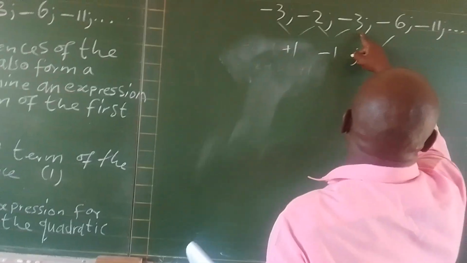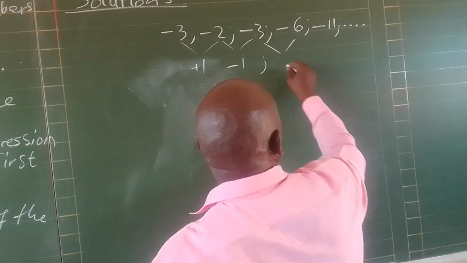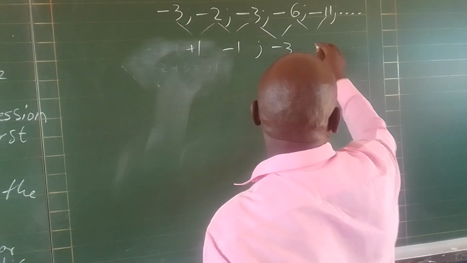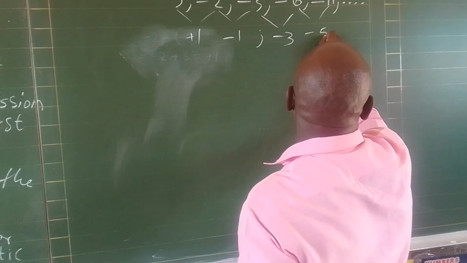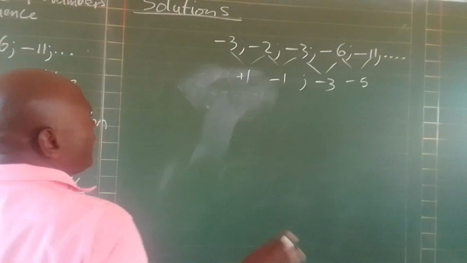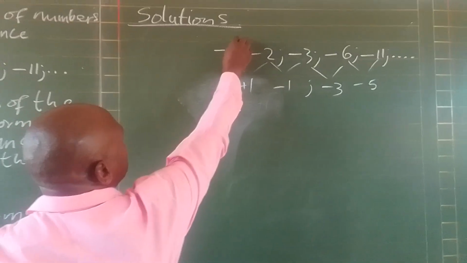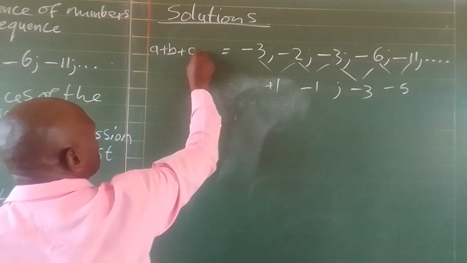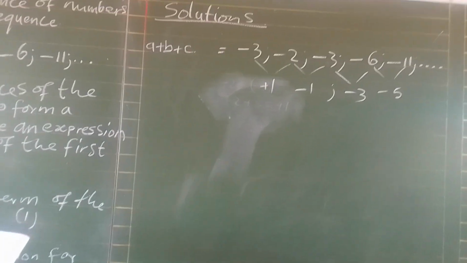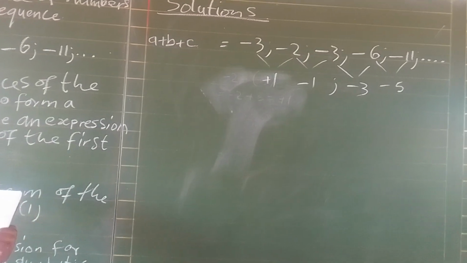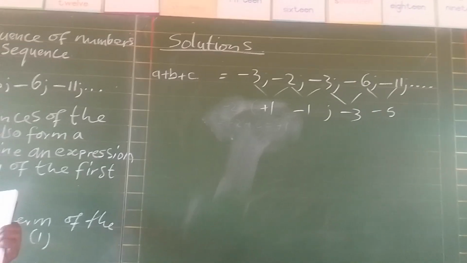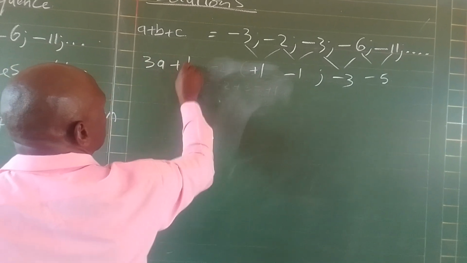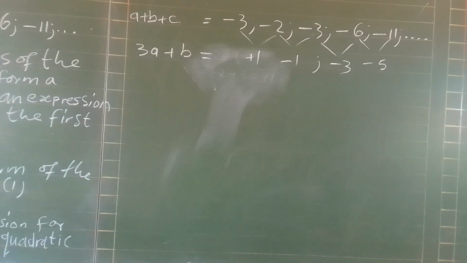Here it's -6 plus 3, which is -3. Here is -11 plus 6, which is -5, and so on. Before you go any further, bear in mind that the -3 is going to be A plus B plus C as you go on with solving the quadratic. The second one is going to be 3A plus B, and 3A plus B is equal to +1.